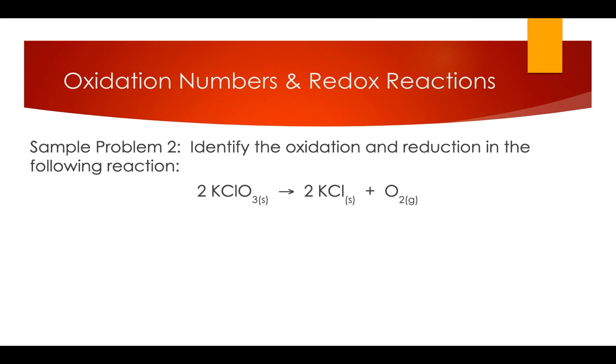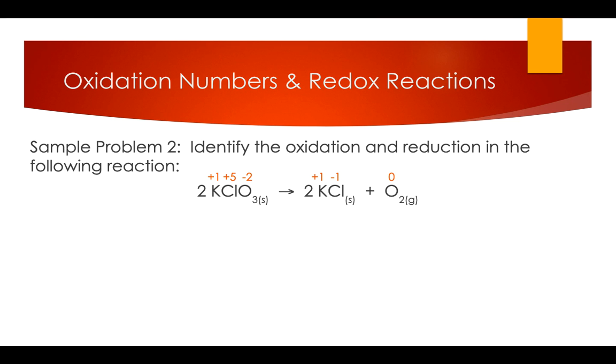So here's a second sample where we want to identify if there's an oxidation and reduction in this reaction. So we need to figure out all the oxidation numbers. For the first thing, KClO3, we know that oxygen is -2, and we know that potassium has an oxidation number equal to its charge, which is +1. Then we know that all of it together has to equal 0. So we've got 3 -2s. That's -6, and +1, -5. So we need another +5 on the chlorine. Then on the product side, potassium has a +1 and chlorine has a -1. And then oxygen is in its elemental form, so it is a 0.